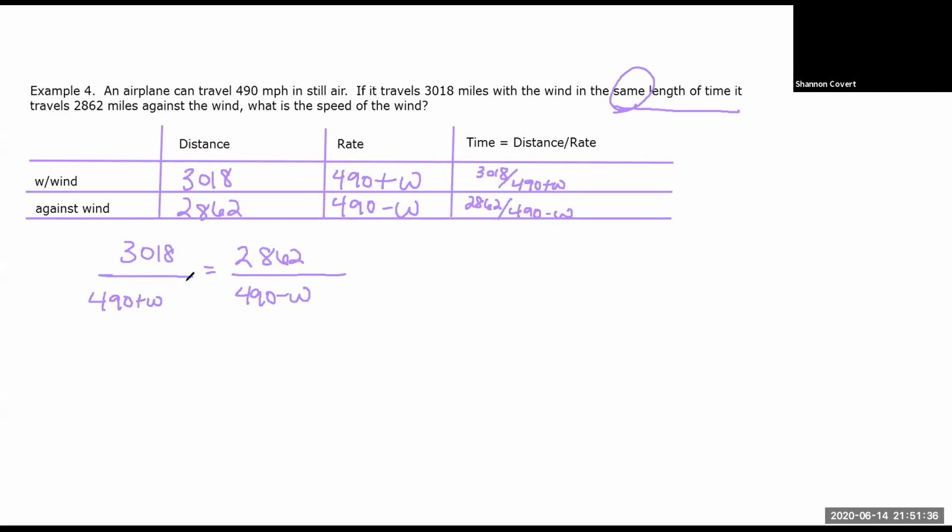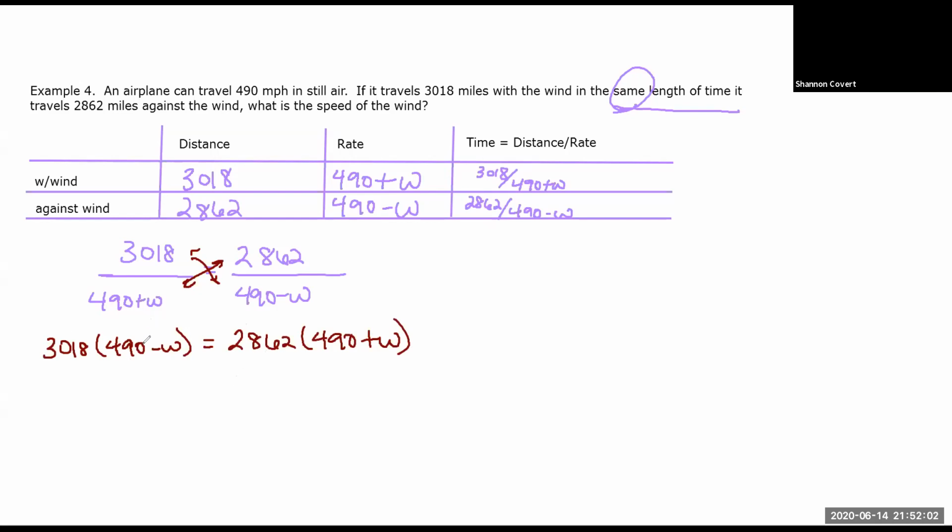Once again, I'm going to cross multiply. 3,018 times 490 minus W equals 2,862 times 490 plus W. If you don't have a calculator out, now is a time where I would highly recommend it because these will be big numbers.